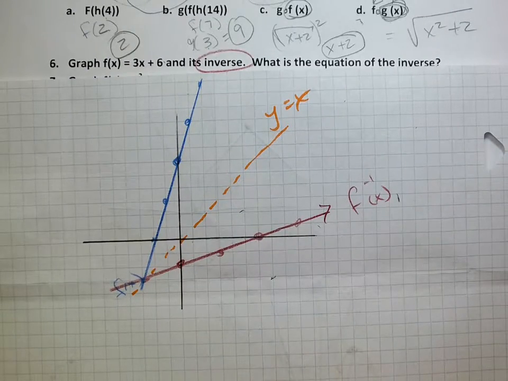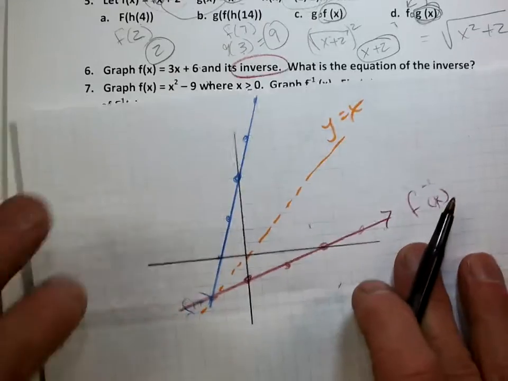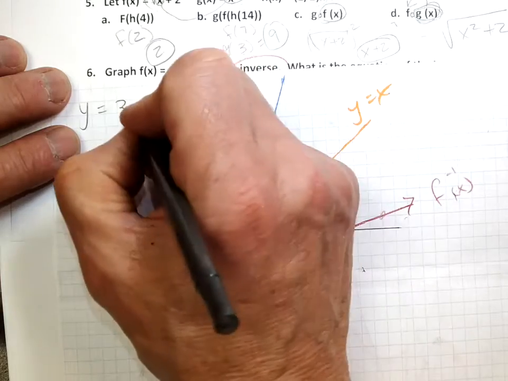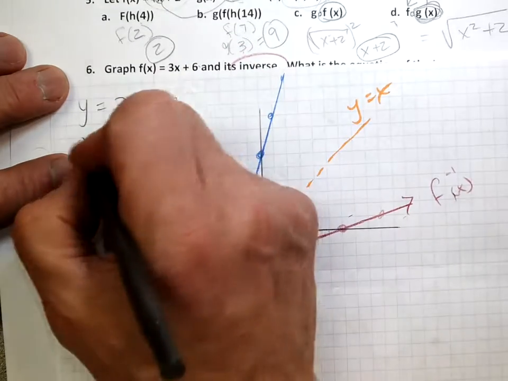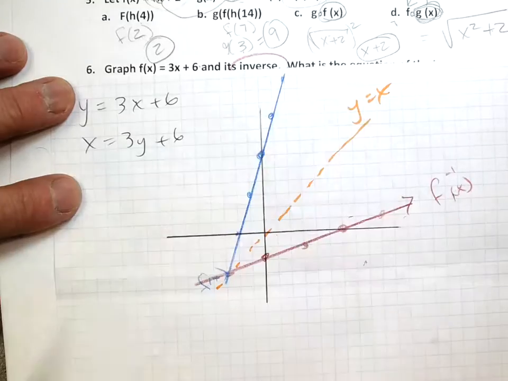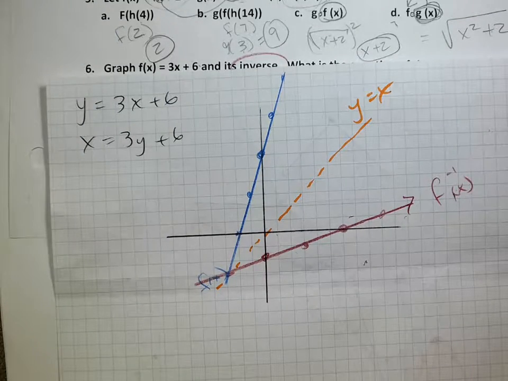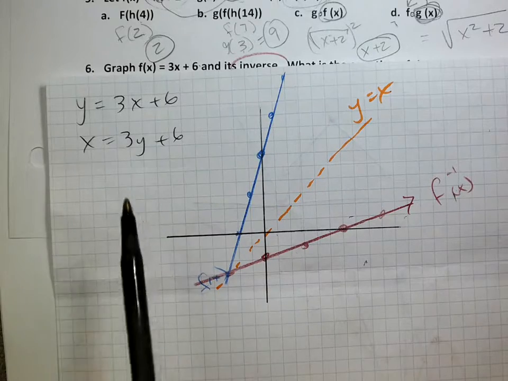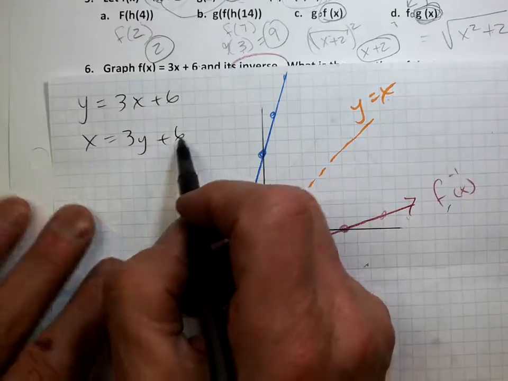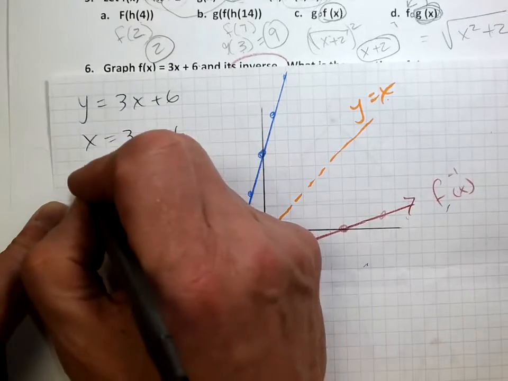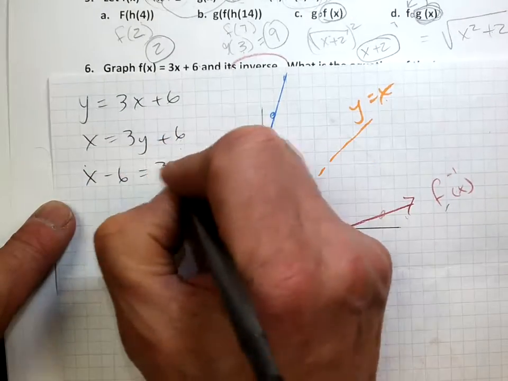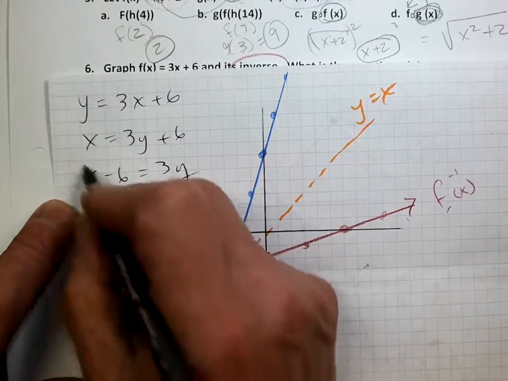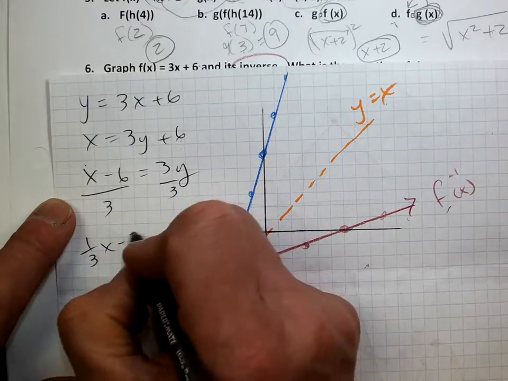Now, how about the equation? Well, let's start off with f of x, but let's rewrite it as y equals 3x plus 6. Let's change it to x equals 3y plus 6, right? Switch the variables. So I wrote it as y instead of f of x, and then I switched the variables. So let's solve. Bring over the 6, so I'll have to subtract 6. I'll go x minus 6 equals 3y, right? Divide by 3, and I'll have 1/3 x minus 2 equals y.